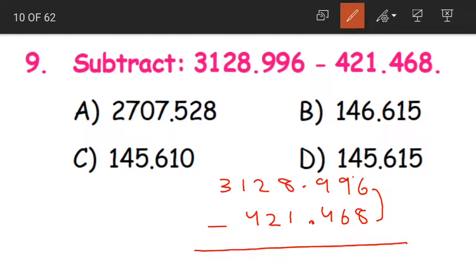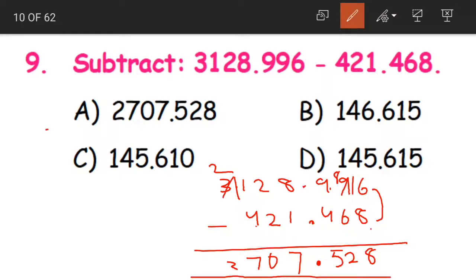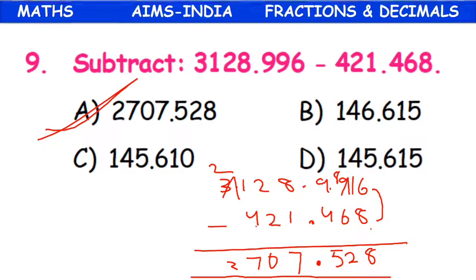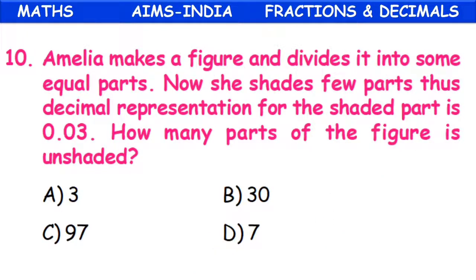6 minus 8 is not possible, so borrowing. 16 minus 8, 8. 8 minus 6, 2. 9 minus 5, 4. 9 minus 4, 5. Then we are having the decimal point. 8 minus 1, 7. 2 minus 2, 0. 1 minus 4 is not possible, borrowing. 11 minus 4, 7, and then 2. So this is the difference between the given two decimal numbers, that is 2707.528. Option A is the correct answer. Clear, children? Next question 10.